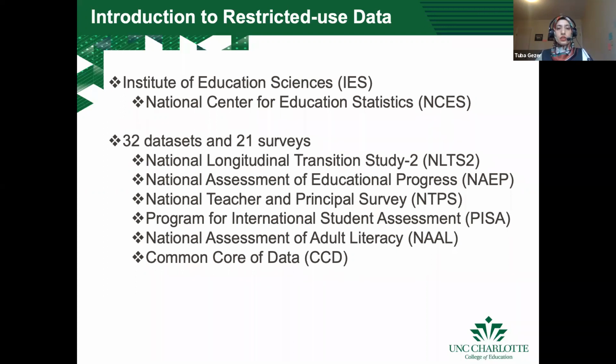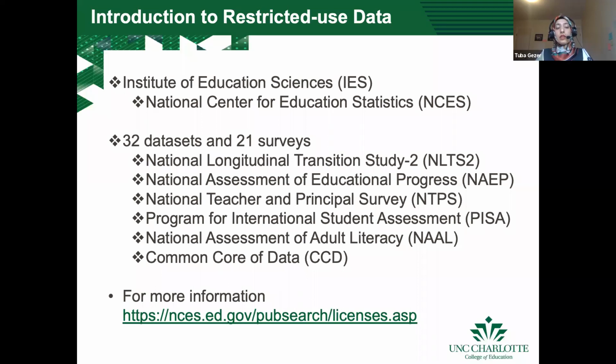I want to point out that some of these data sets are publicly available. You can just go to their website and get the data. One of them is PISA, and another is Common Core of Data. For those data sets, you don't need to apply for a license. You can just have access to them. But from now on, we will focus on the data sets that need a restricted use data license. One of them is the National Longitudinal Transition Study that I use. NAEP is another one, and the National Teacher and Principal Survey is also another survey that you need it for. You can find more information about the available data sets on their website.